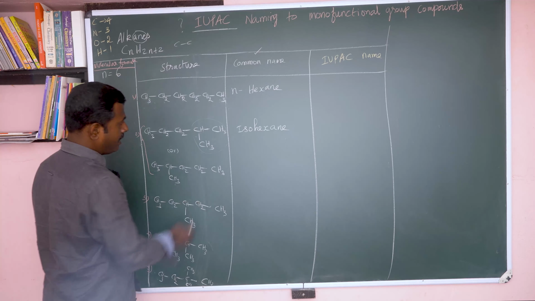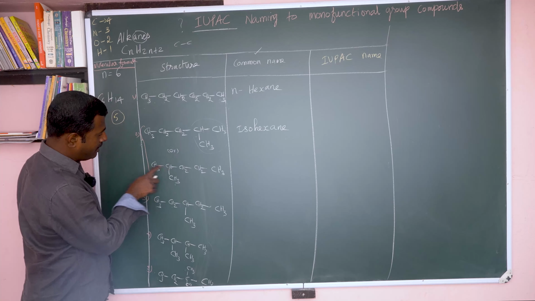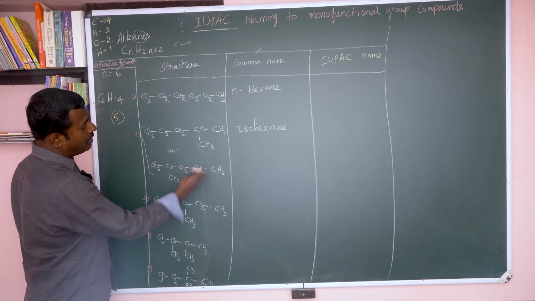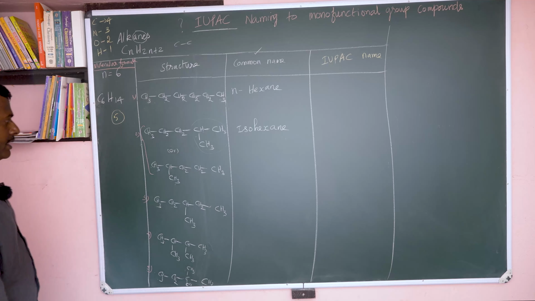This is also isohexane because these two are identical, as I told. So here you see CH with 2 methyl groups. So this is iso. 6 carbons, hex, then alkane. So isohexane. These two are identical.